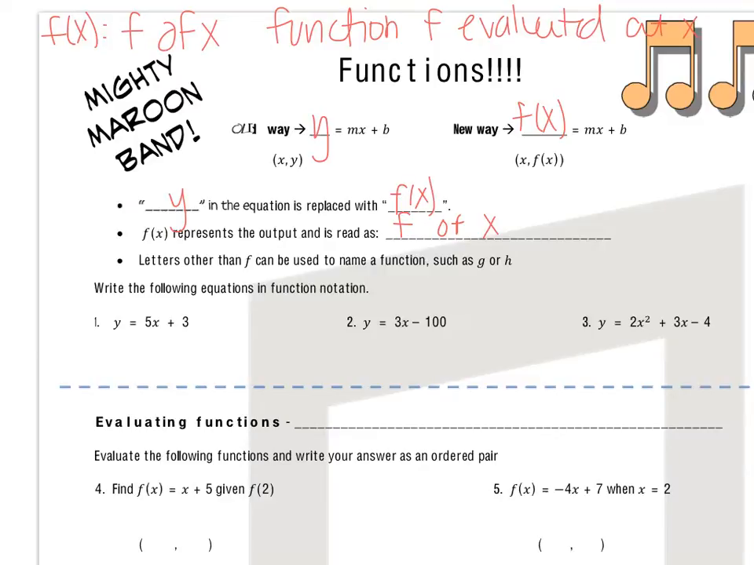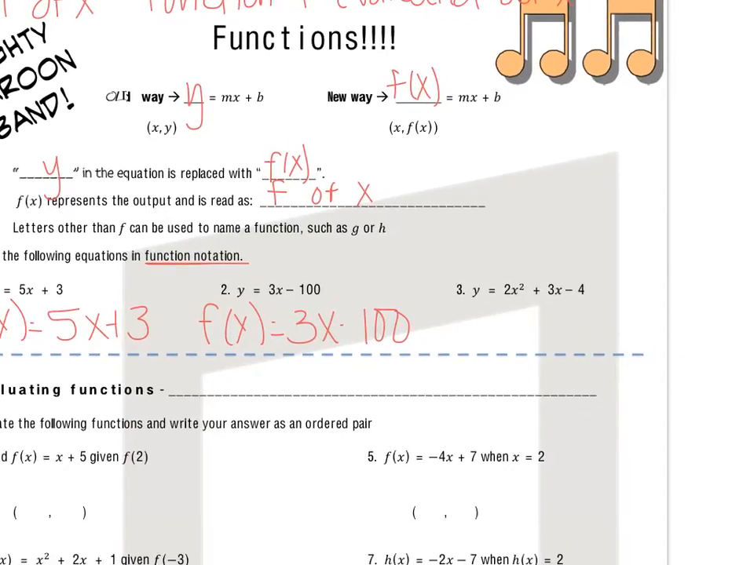Sometimes we're going to use letters other than f. Sometimes we're going to use g of x or h of x, or r of x. That's okay, it doesn't matter. So if we wanted to write the following equations in function notation: instead of y equals 5x plus 3, it would be f of x equals 5x plus 3. Number 2, instead of y equals 3x minus 100, it'd be f of x equals 3x minus 100. And number 3, instead of y equals 2x squared plus 3x minus 4, it's going to be f of x equals 2x squared plus 3x minus 4.